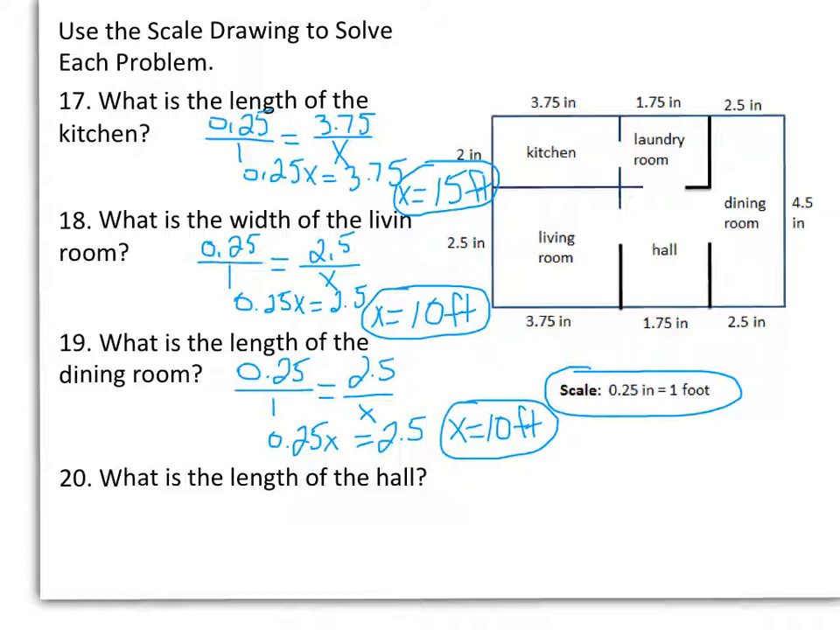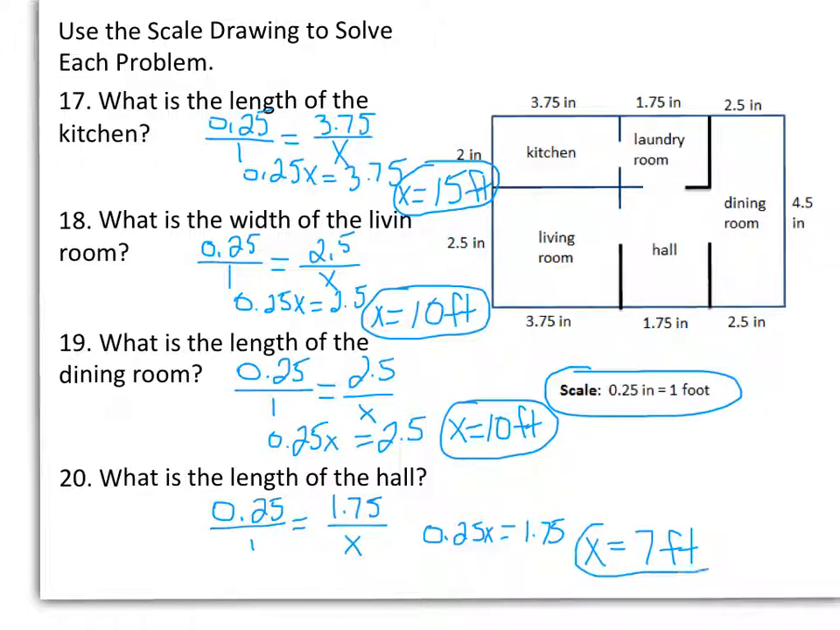Okay, and finally number 20, what is the length of the hall? So our first ratio is our scale. The length of the hall is 1.75 inches. And how many feet is that? So take the cross product. And we get that the length of our hall is 7 feet.